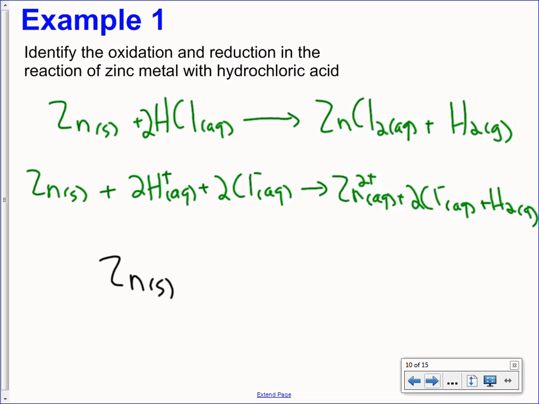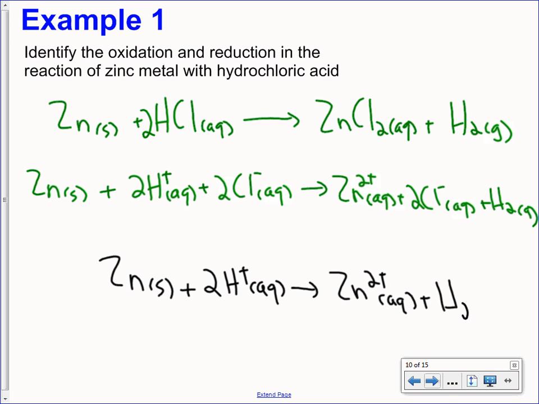So we have solid zinc reacting with hydrogen ions, giving us zinc ions, zinc 2+ ions, and hydrogen gas as one of our products.